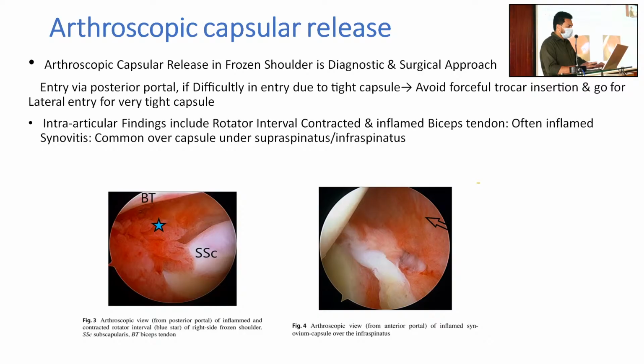What is called the lighthouse of the shoulder joint in arthroscopic procedure? Long head of the biceps.